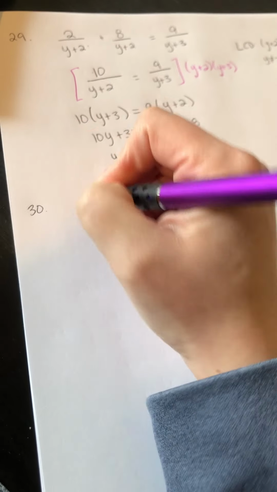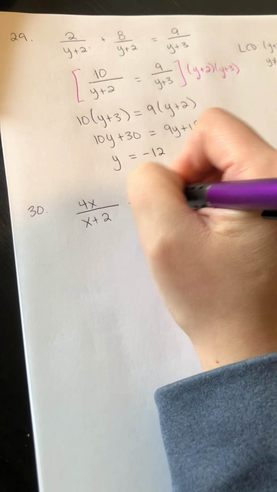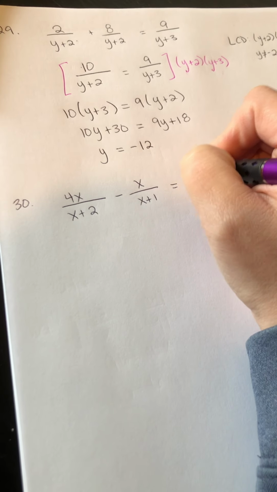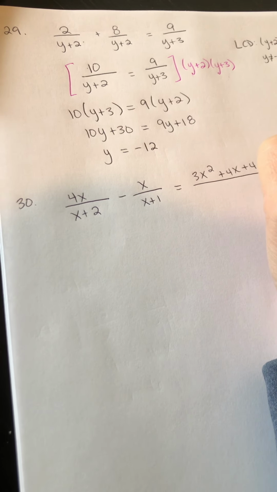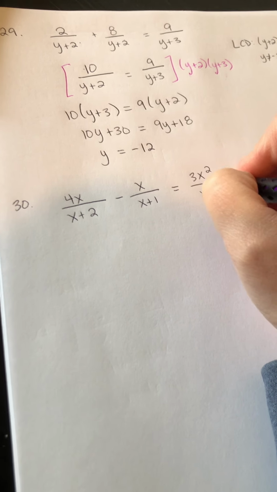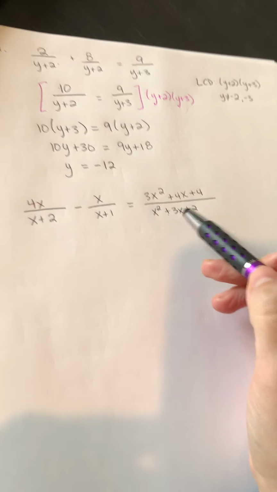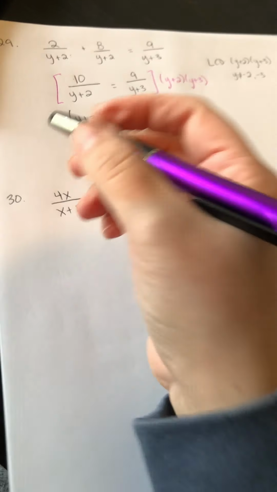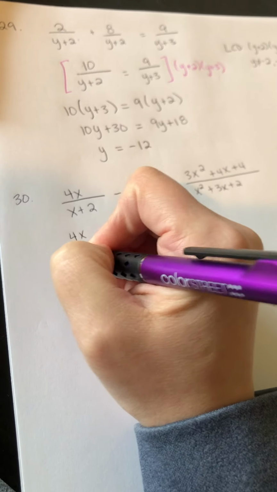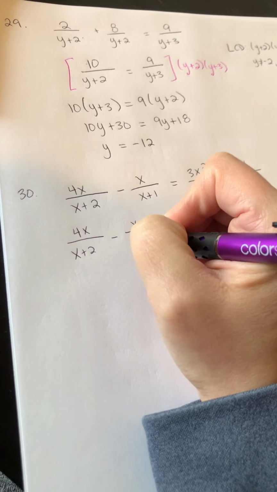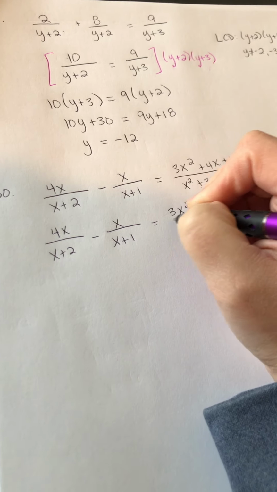Okay, for number 30, you have 4x over x plus 2 minus x over x plus 1 is equal to 3x squared plus 4x plus 4 over x squared plus 3x plus 2. So again, if you don't factor this beforehand, you don't know what's the least common denominator. So what you want to do is factor this first. These are already simplified, so we're just going to leave them alone, keep them the same. And we're going to factor this one.